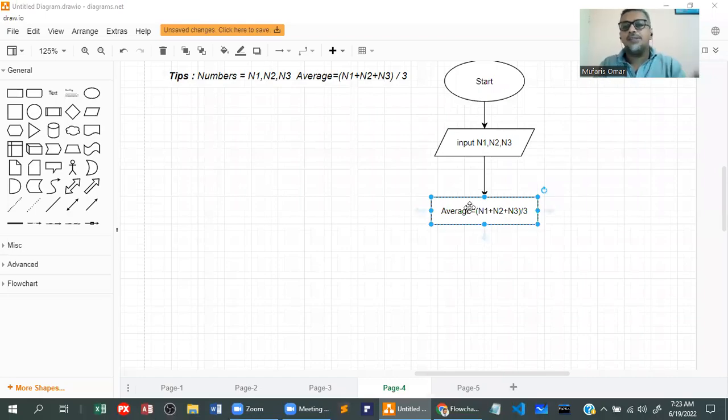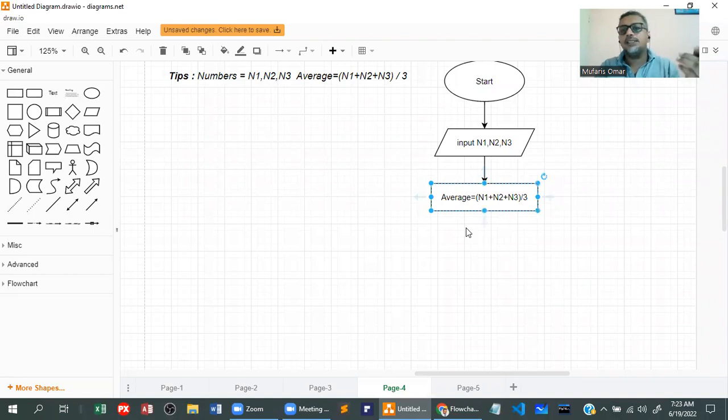Now we have the average. Okay, we have the average, right? Now what is the next step? You have to display the average. So how do you display it? You have to use this parallelogram.